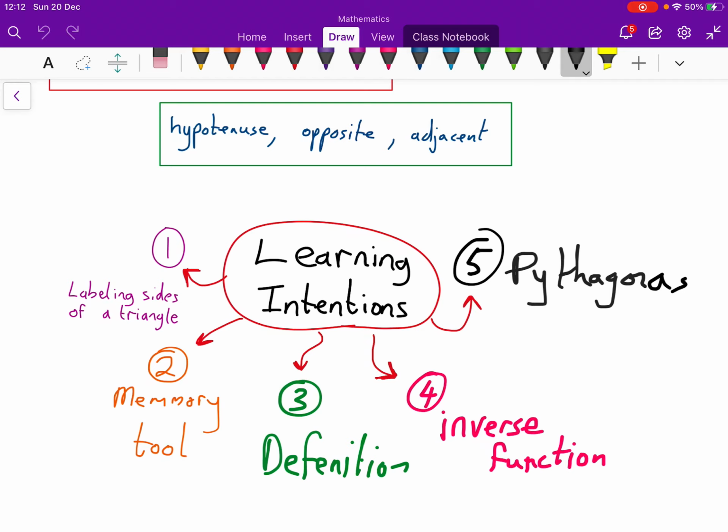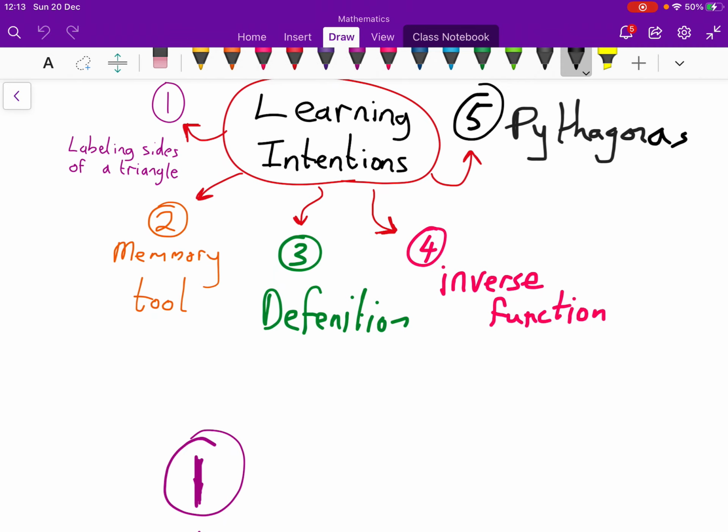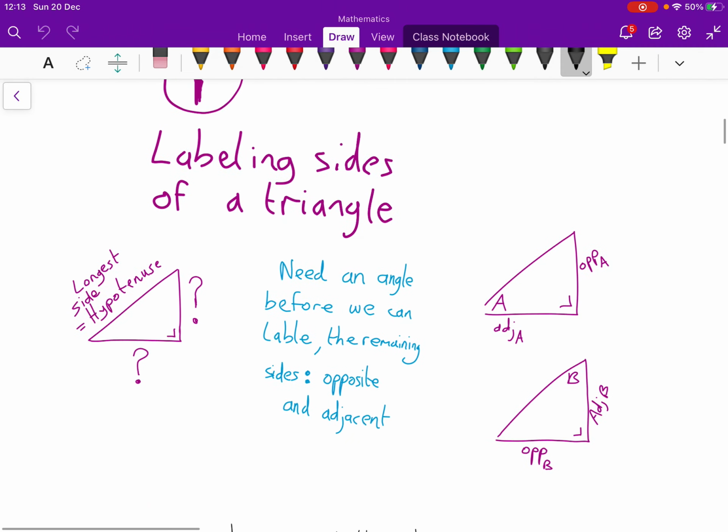Then we want to look at the inverse functions, so inverse of sine, sine inverse, cos inverse, tan inverse. And we want at the end to put in some practice of Pythagoras theorem, or the theorem of Pythagoras, which is looking at the side lengths of triangles. So our first learning intention, labelling the sides of a triangle.